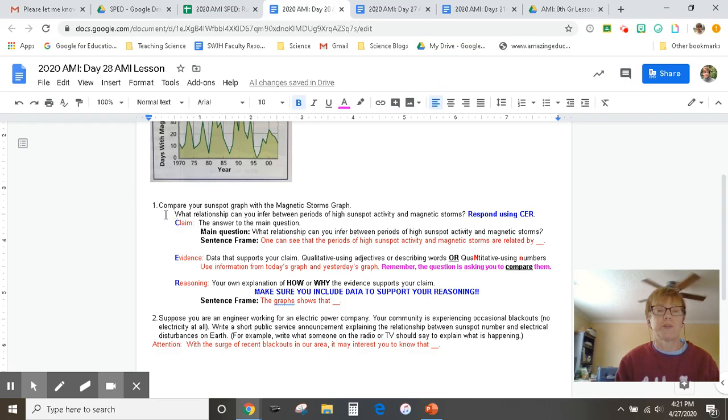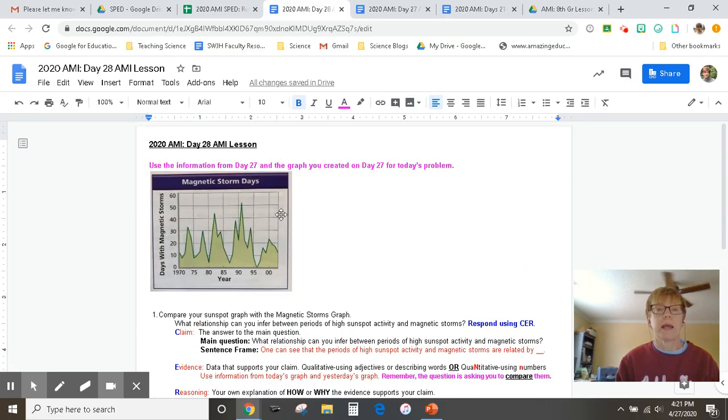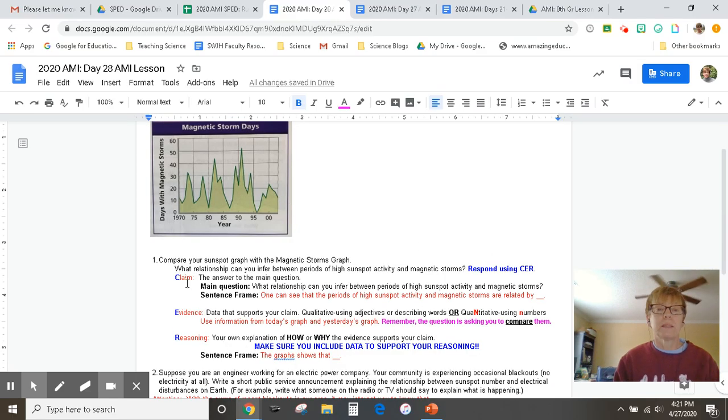It says, question number 1, compare your sunspot graph with the magnetic storms graph. So the sunspot graph is the graph that you made yesterday, and the magnetic storms graph is the graph that's new today. So this question is asking you to compare those two. And then when you compare those two, it says, what relationship can you infer between periods of high sunspot activity and magnetic storms? So remember we talked about inferring.